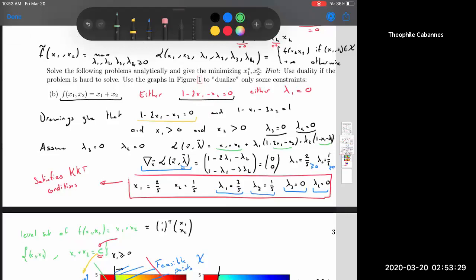So KKT conditions, just to make sure: you have primal feasibility, then you have dual feasibility, then you have complementary slackness, and then you have stationarity conditions. And so those points satisfy all those things.